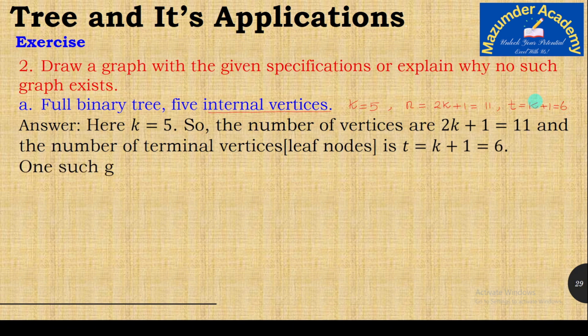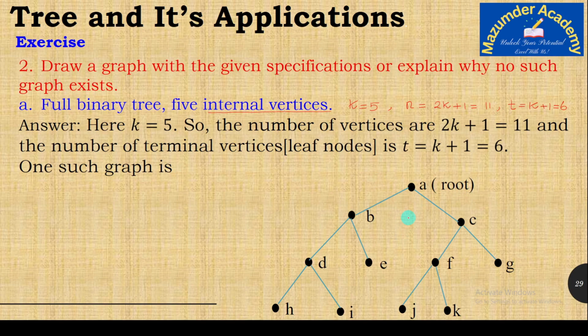So one such graph is what I have drawn here. You can also try a similar way. There should be total 11 vertices and the number of leaf vertex or terminal vertex should be 6. And at the same time it must be a full binary tree. Full binary tree means every internal vertex must have exactly 2 children. You can rearrange the vertex positions and you can draw another graph.